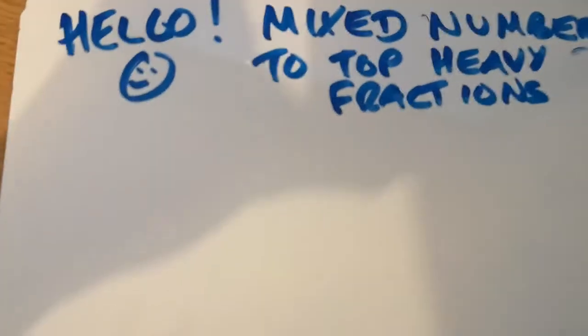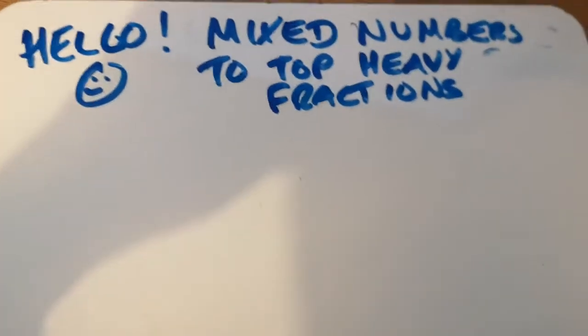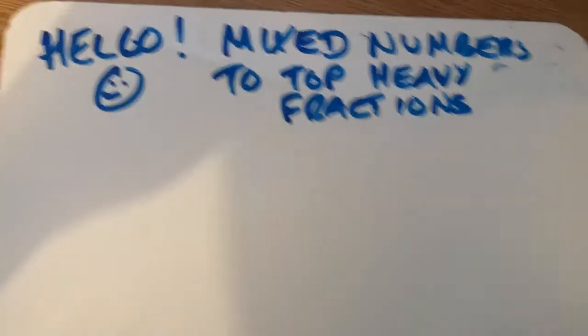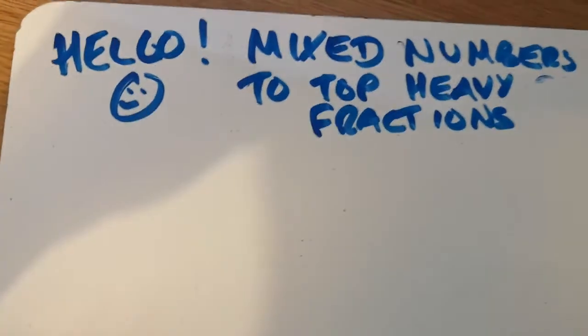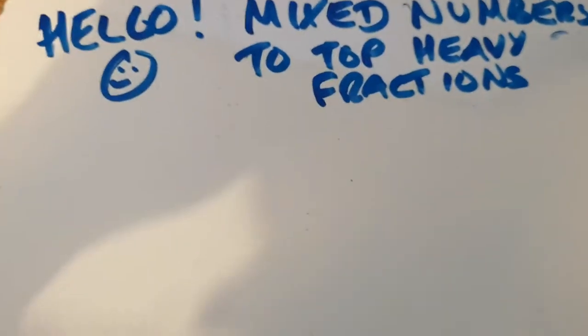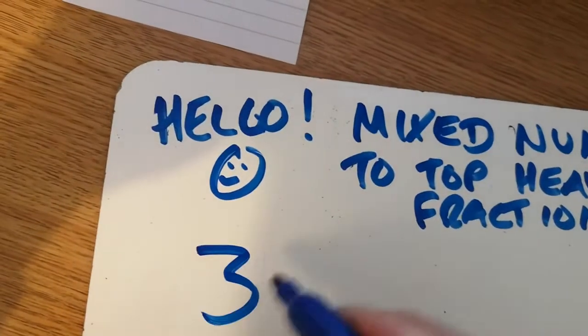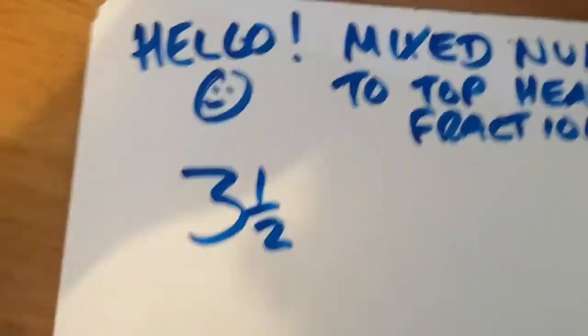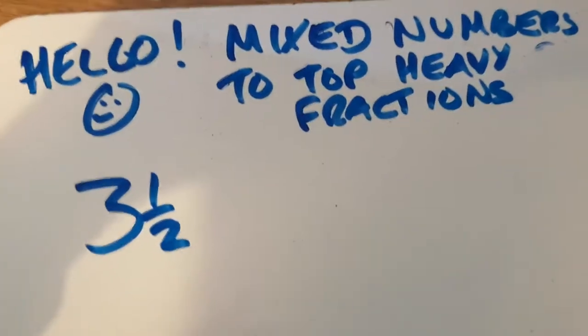Remember a top-heavy fraction, we looked at that on a previous video. It's basically when the numerator is bigger than the denominator, and the top number is bigger than the bottom number. We'll look at how that works on an example. If I have something like 3 1/2, I want to make that into a top-heavy fraction.